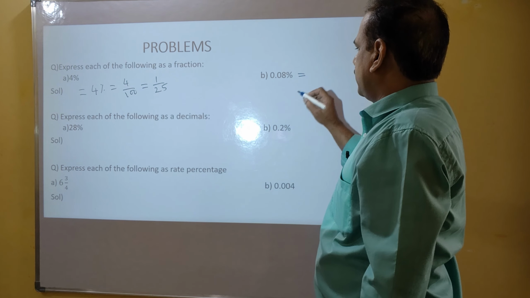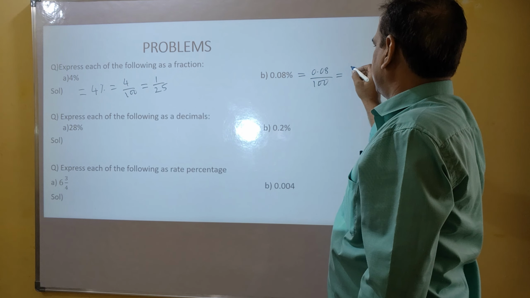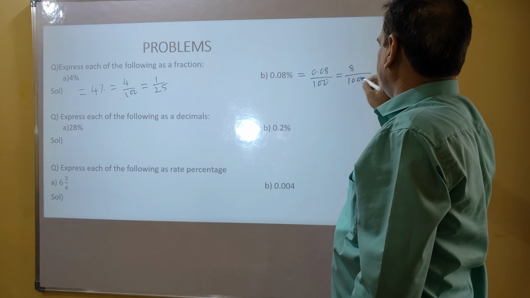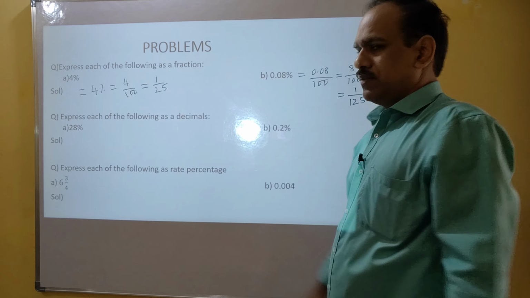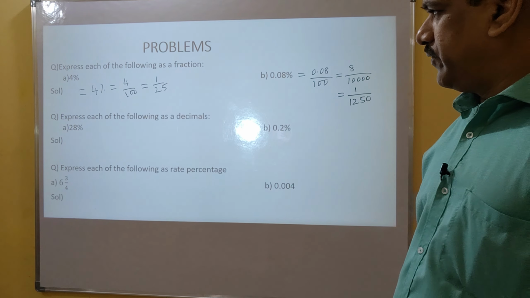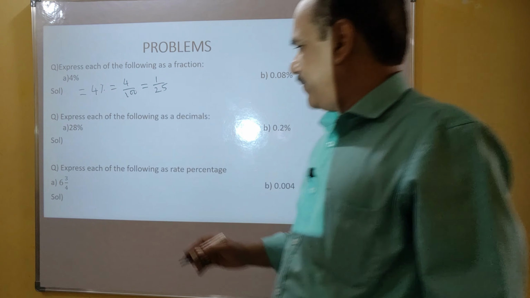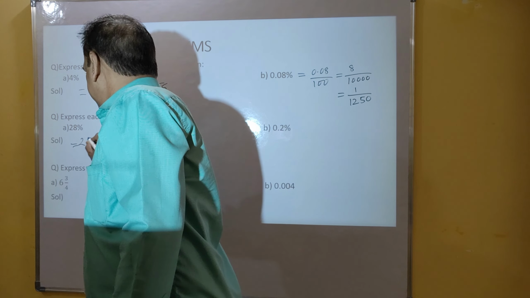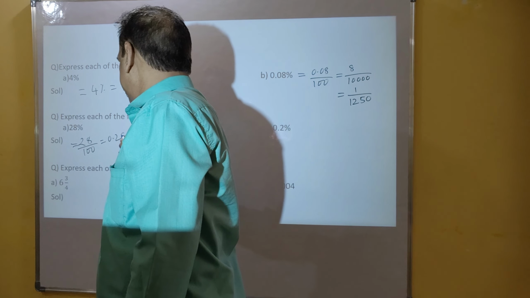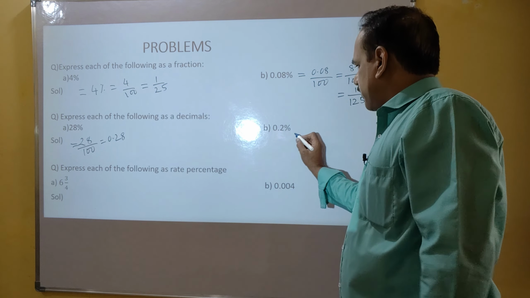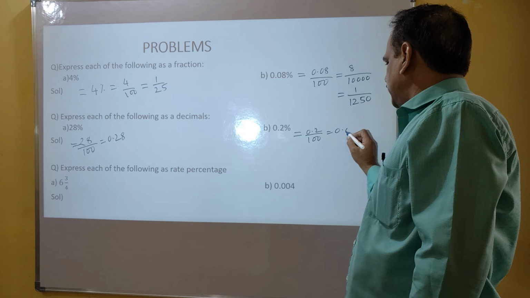0.08% is 0.08 by 100. It is 8 by 10,000. It is 1 by 1250. Express each of the following as a decimal fraction. 28% is 28 by 100, which is 0.28. 0.2% is 0.2 by 100, which is 0.002.